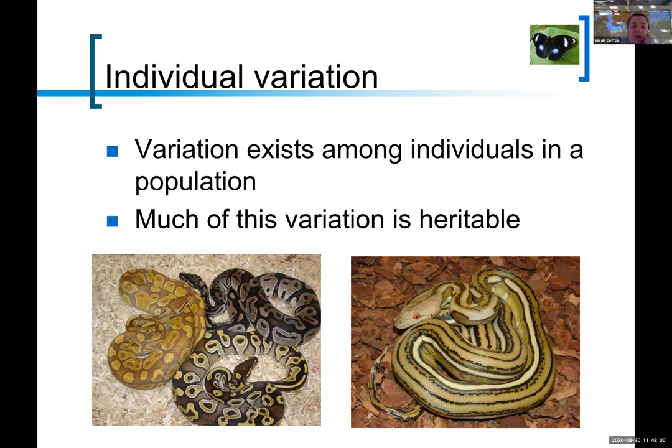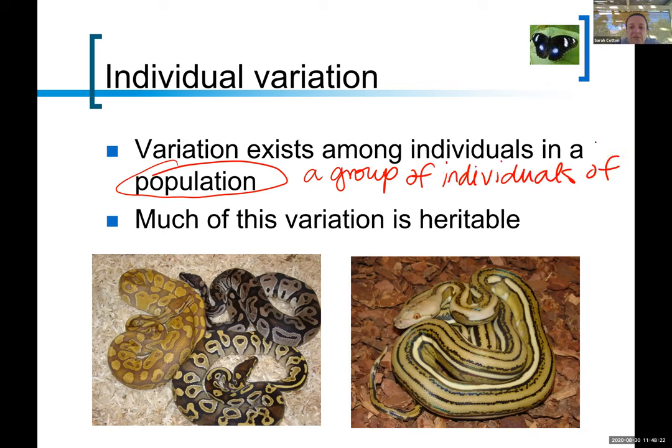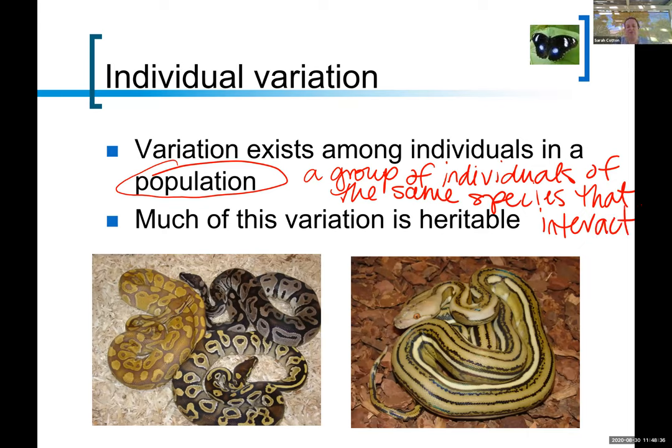One other term that I want to make sure you're familiar with is a population. The term population has a very specific meaning in biology. A population is a group of individuals of the same species that interact. You'll see other definitions, but that's a good basic one. I'm taking the time to talk about this because it's going to become important in a few minutes. So the term population means a group of individuals of the same species that interact with each other.